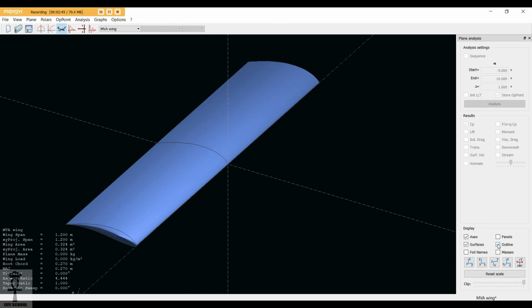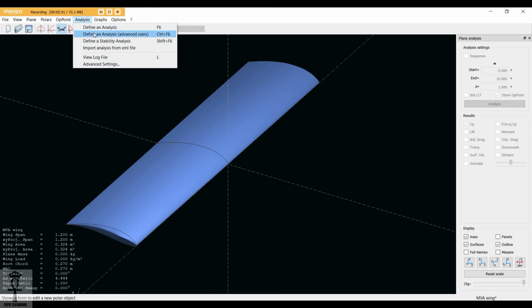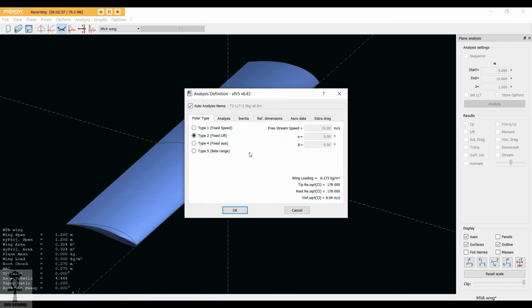Now just hide the panels, we have already hidden them. Now let's define an analysis. There are 4 types of analysis that can be provided in XFLR5. The first analysis is the fixed speed analysis, in which what we are checking is how much lift will be generated when we are flying the aircraft at that speed with a particular angle of attack. So this is what is given by the fixed speed analysis. Here we keep the speed fixed, but we change the angle of attack and see the variation of lift.